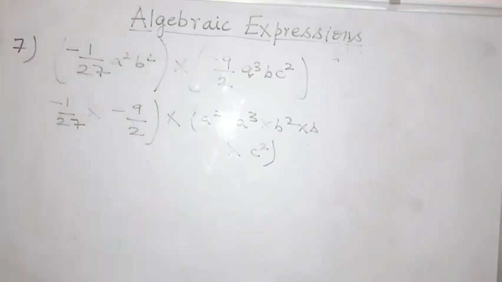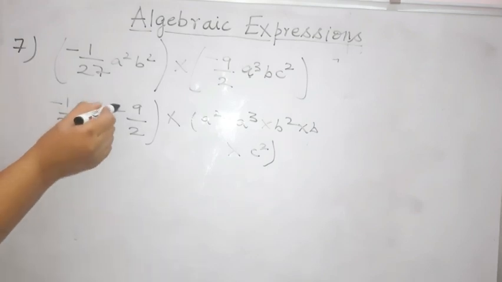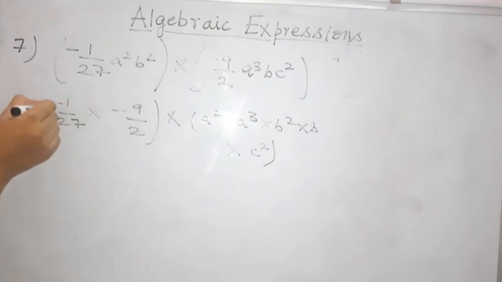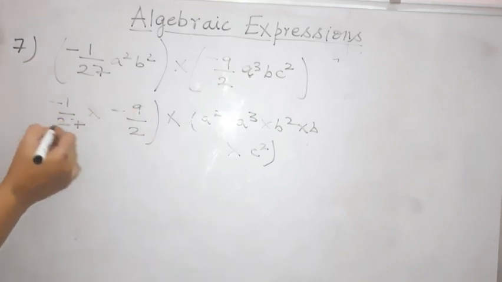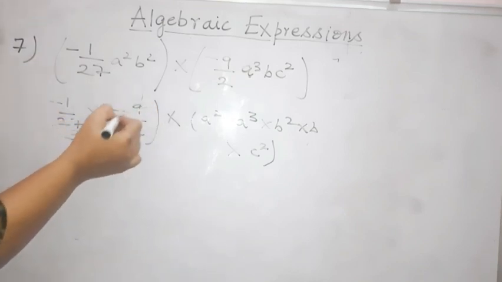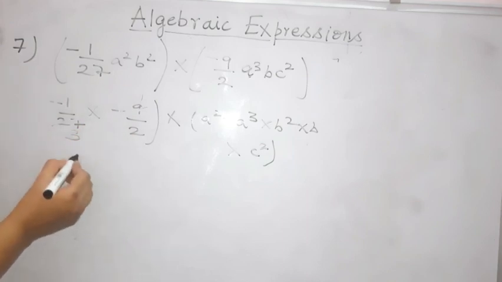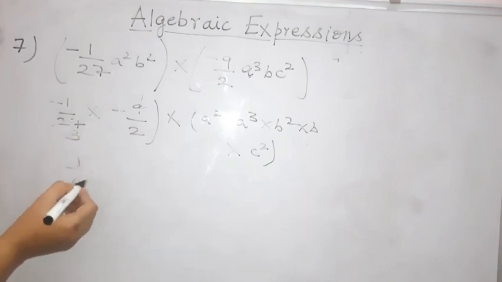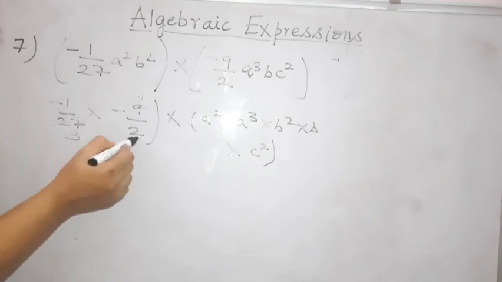Now as you can see, there are two negatives, 1 and 2. Two negatives become positive, so these two negatives will be cancelled. Now let's check whether it can be reduced or not. Yes, definitely it can be reduced. 9 ones are 9 and 9 threes are 27. So here it will be 1 upon 6, because 1 ones are 1, 3 twos are 6.